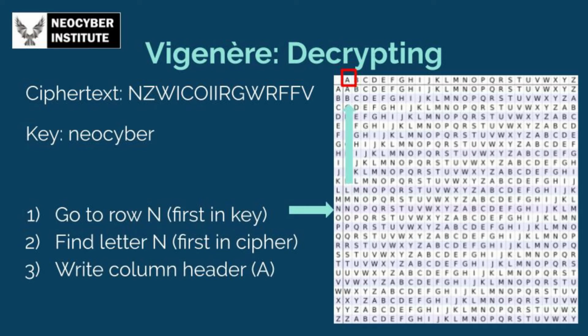So for the second letter, find row E, because it's the second letter of the key, and look for the letter Z. When you find it, move directly upwards and find the column header, which is V. That's the letter in the plaintext. Of course, there are many online Vigenere decoders.